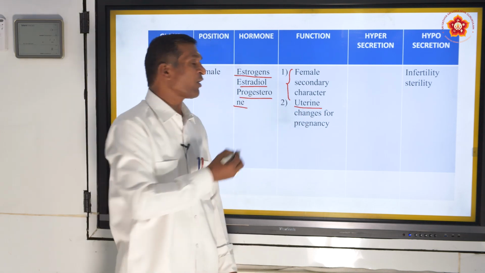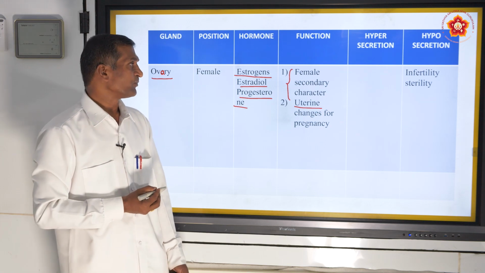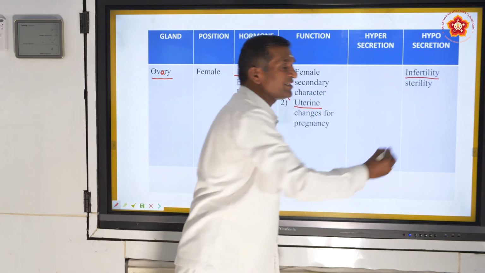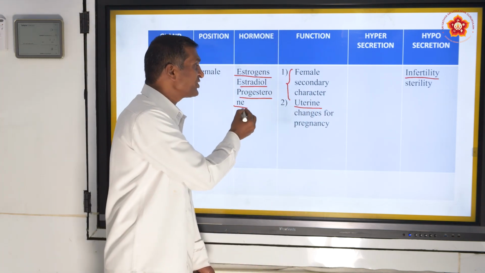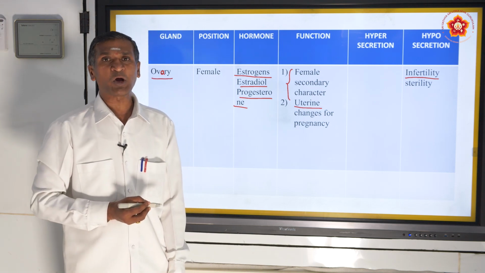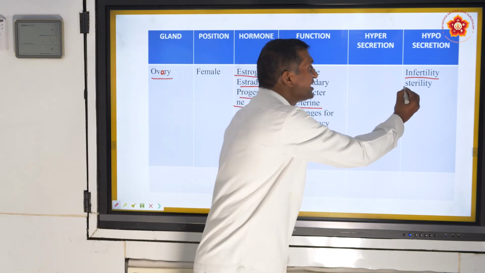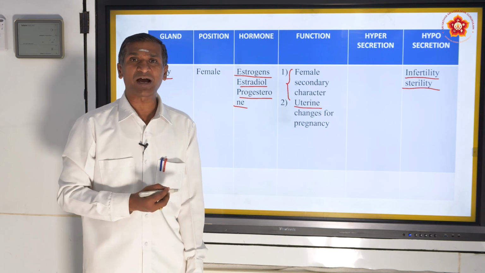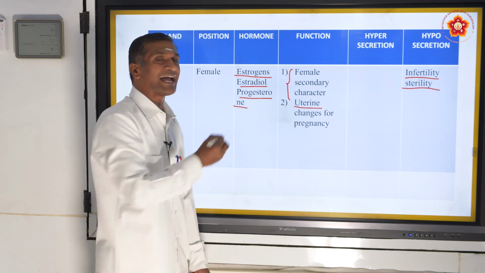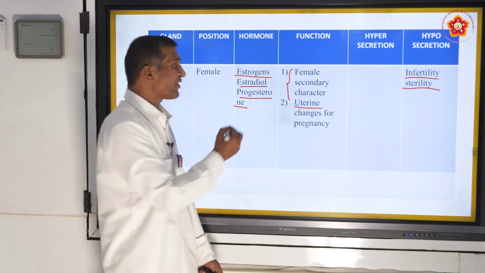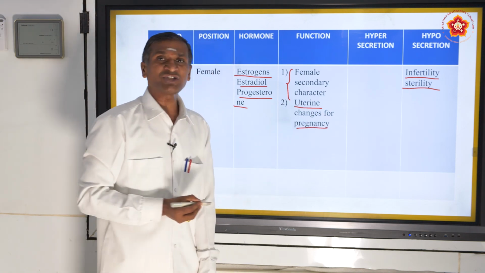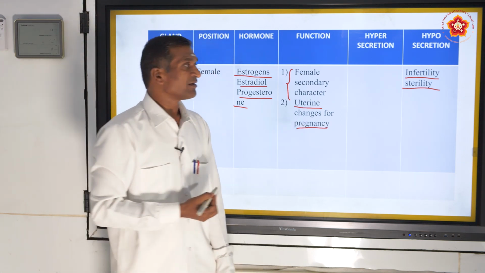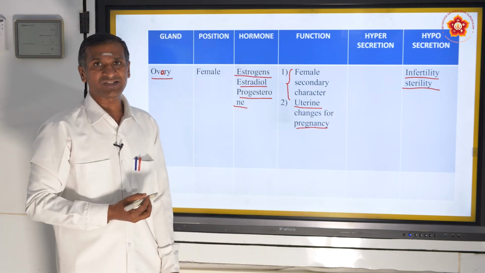If there is less production of these hormones, especially the estradiol, it leads to infertility. Progesterone, not proper production in women, leads to sterility. The sterility in Kannada is called Banjetana, Makkalagalla antivi. Because of the lack of this progesterone in females, the uterus will not undergo changes for pregnancy, then they are not ready to give birth to children, which we call the sterility stage.